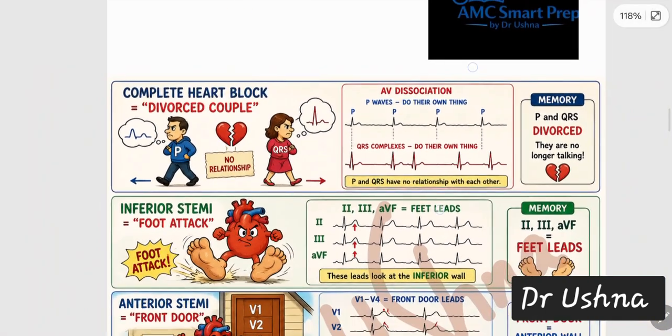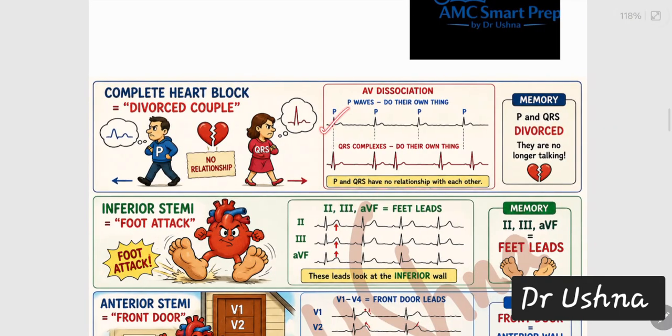But in complete heart block, your P wave is running independently. See, this is a P wave, this is a P wave, no QRS complex, again P wave, P wave, P wave, no QRS complex in between, and then a QRS complex, no P wave. So everything is running on its own. Divorced couple, this is complete heart block.